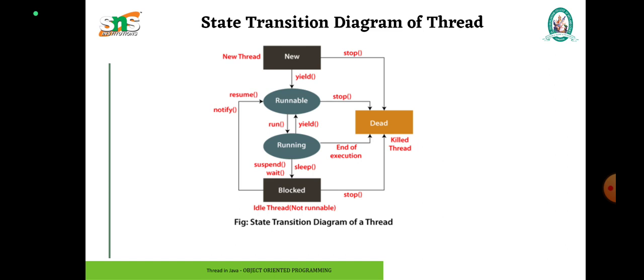And also if we give stop to the new thread, then it will go to dead state and will be closed. In running stage we can go for end of execution and go to dead state, or we can suspend or wait and go to block state, and again we can resume to the runnable state. So this is the state transition diagram of thread: new state, runnable state, running state, block state, and dead state. Here we will use the methods stop, yield, run, resume, notify, suspend, wait, sleep, idle thread, killed thread.